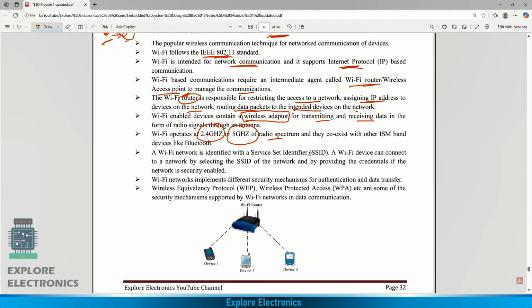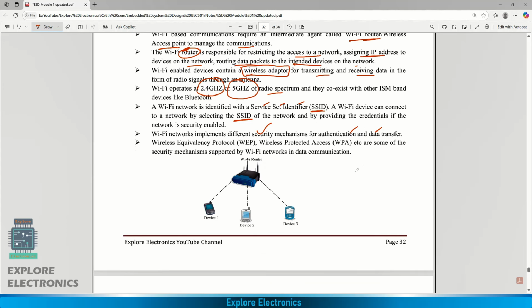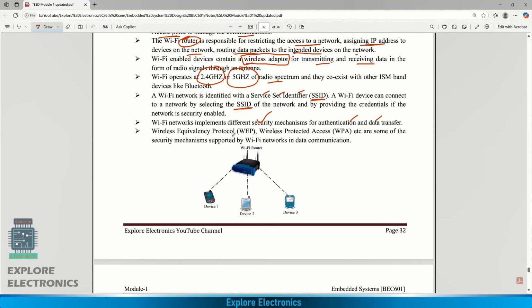And here the Wi-Fi network is identified with an SSID. There will be a service set identification which you can connect to the network by selecting this of the other device, providing the password or credentials, as we say. And also it will allow different security mechanisms as well. Authentication and data transfer will be encrypted and decrypted at the endpoint. Okay, and it has Wired Equivalent Privacy WEP and Wi-Fi Protected Access WPA. These are the protocol standards which will be used in the Wi-Fi communication. Okay.